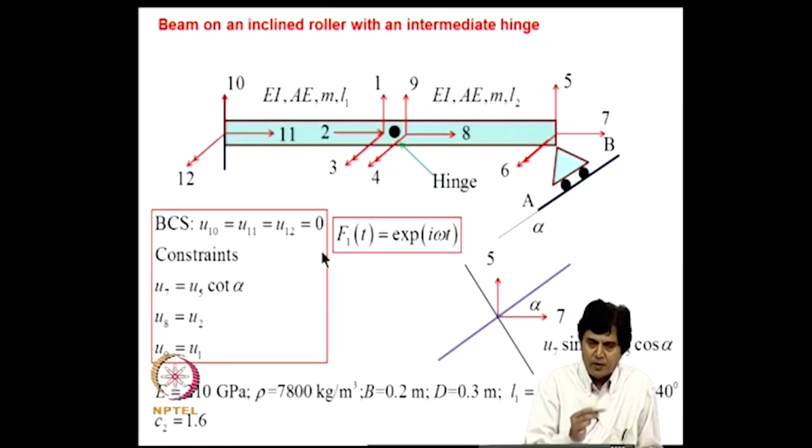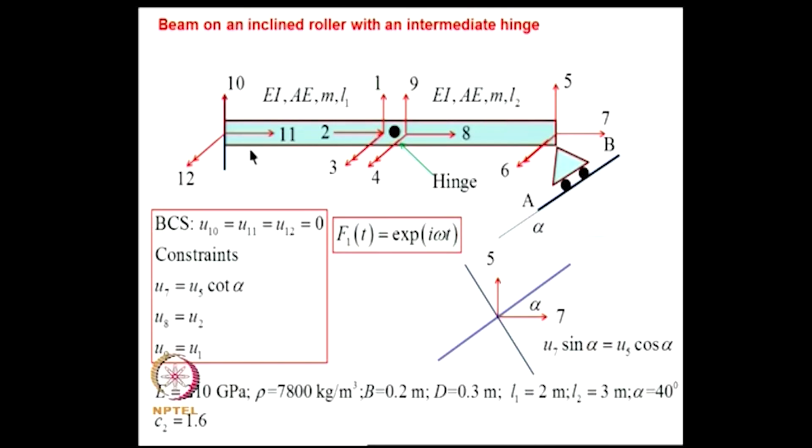Now, for purpose of illustration, we can return to one of the examples that we have tackled, a beam with a hinge and a roller, inclined roller. We have solved this problem. Now, what we will do is we will assume that this system is driven harmonically along one of the coordinates, f1 of t is e raised to I omega t, and see how this system behaves.